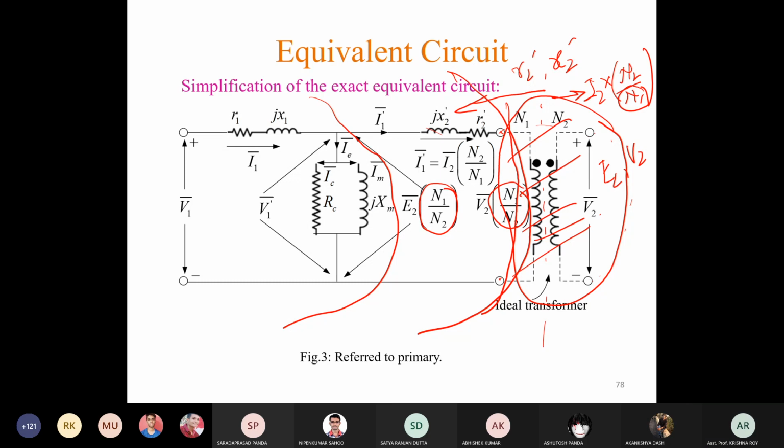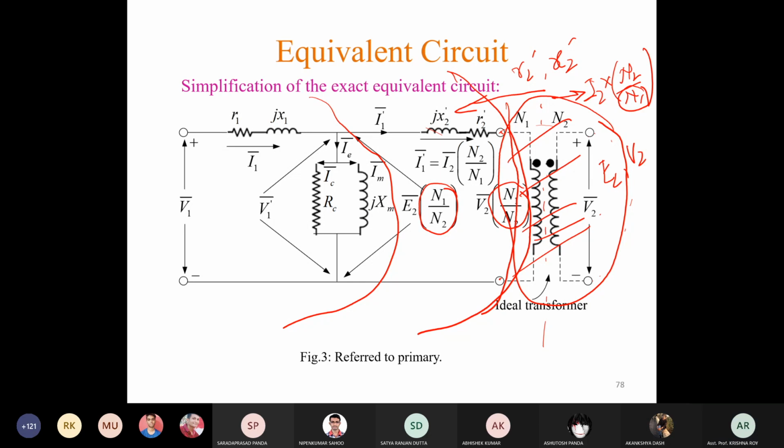Is it clear? Excuse me, sir. Can we put R2 dash and X2 dash, the resistance and reactance of the secondary, adjacent to the primary R1 and X1, before the current I1 divides? Yes, I am coming to that part only. For this circuit it is not possible, but that modification I will do. Up to this, is it clear?